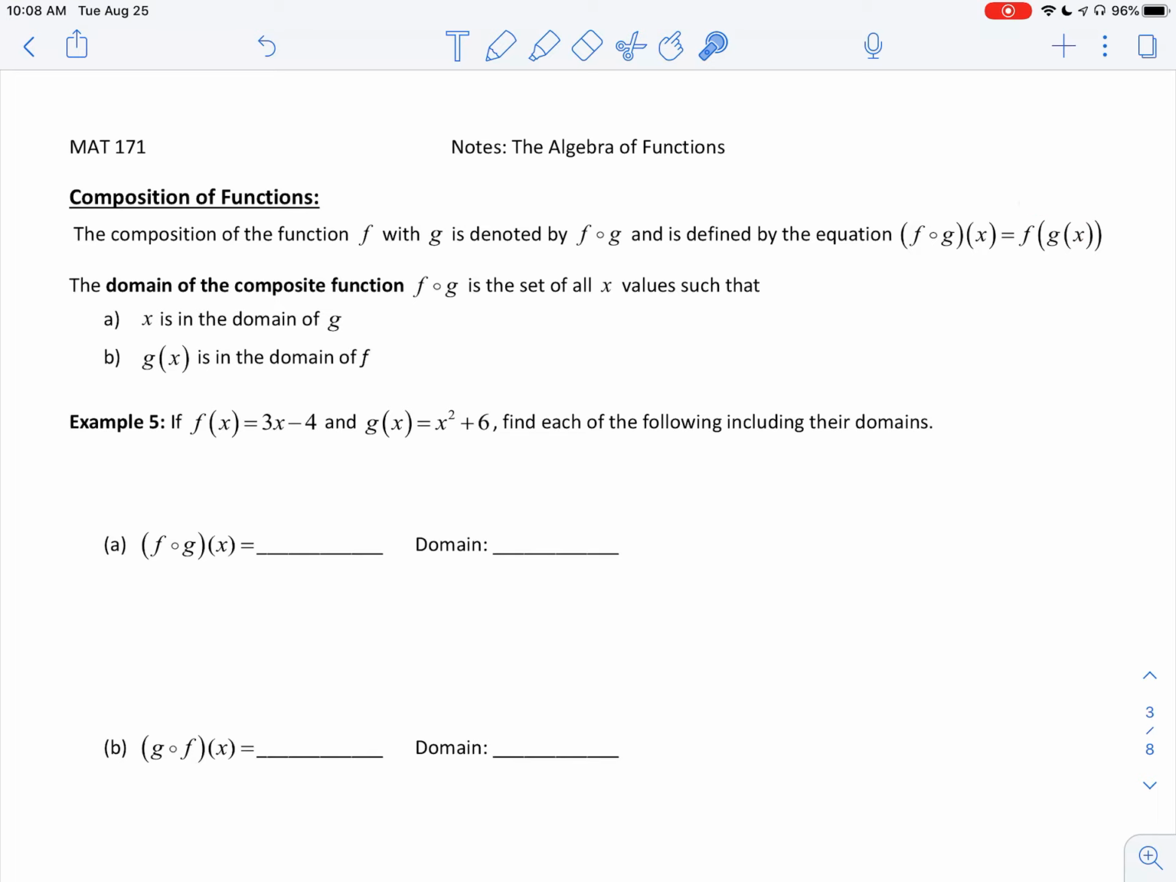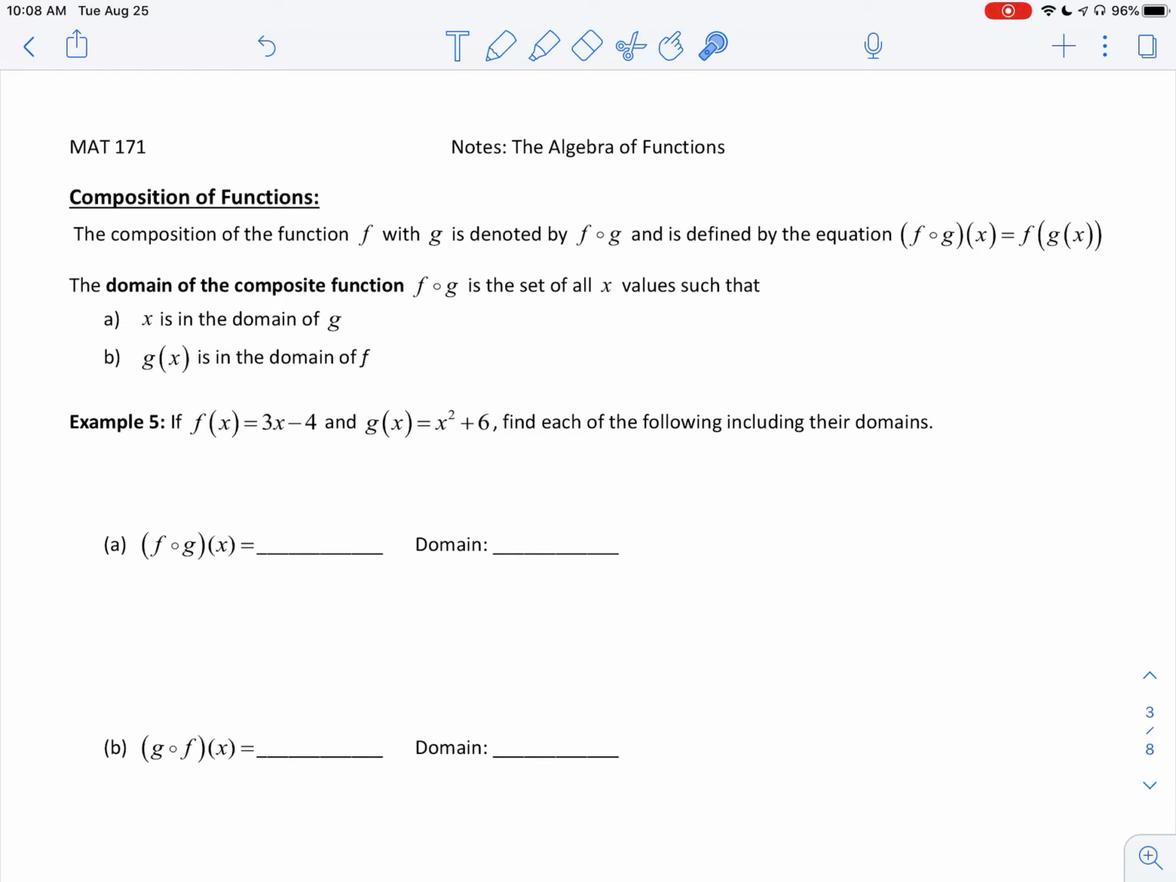Now, as far as the domain, when we find the domain of this composite function, we need to make sure that our x value is in the domain of g here, or whatever function is on the inside. And then we also check the domain of our final equation, which is what this is saying right here, that g of x is in the domain of f. That essentially means look at the new equation that you get and see what the domain restrictions are of that.